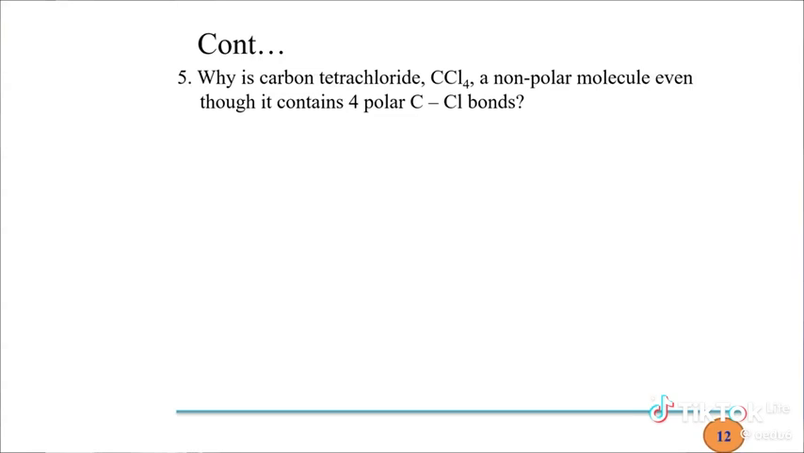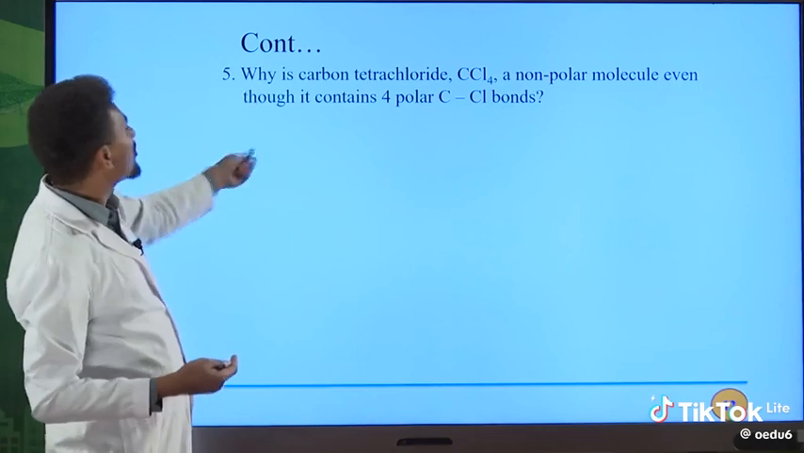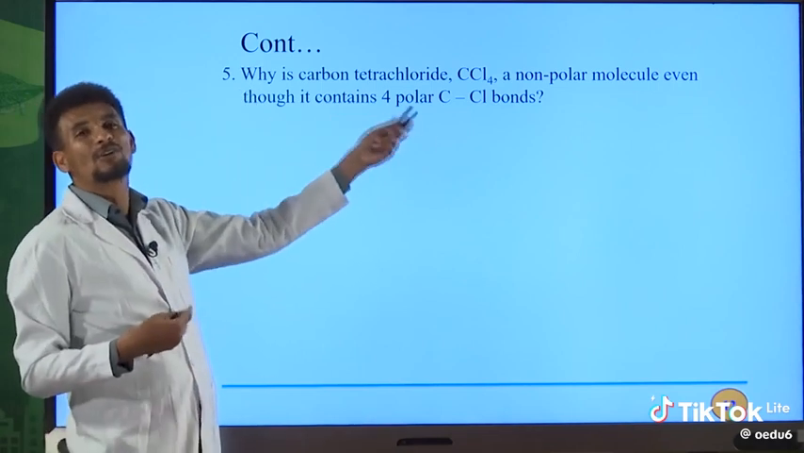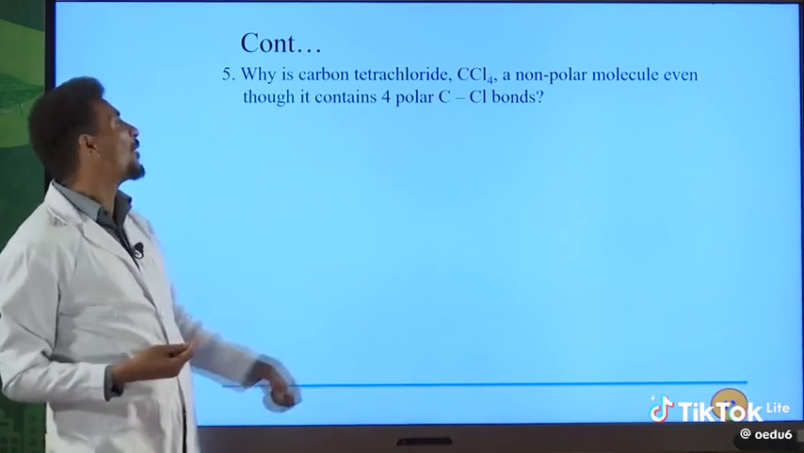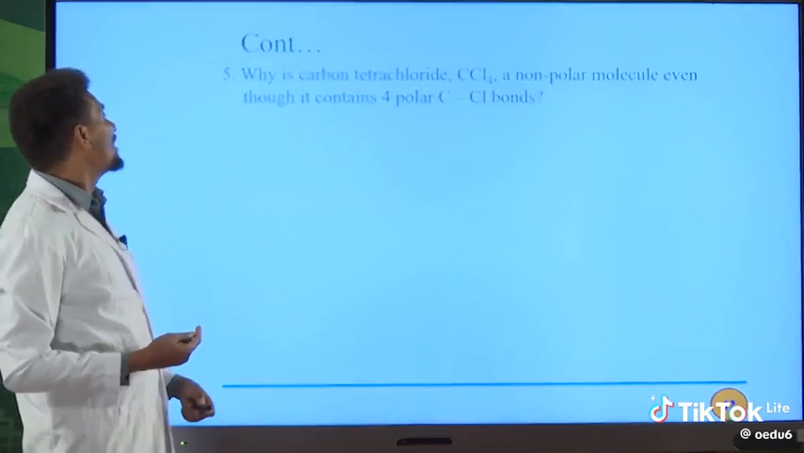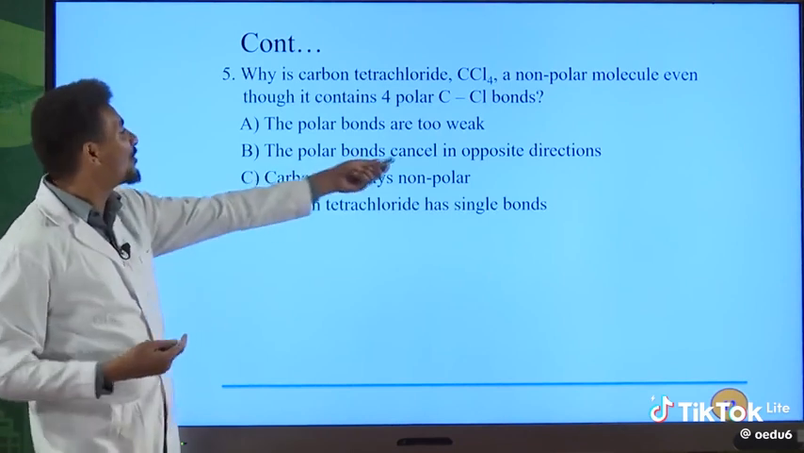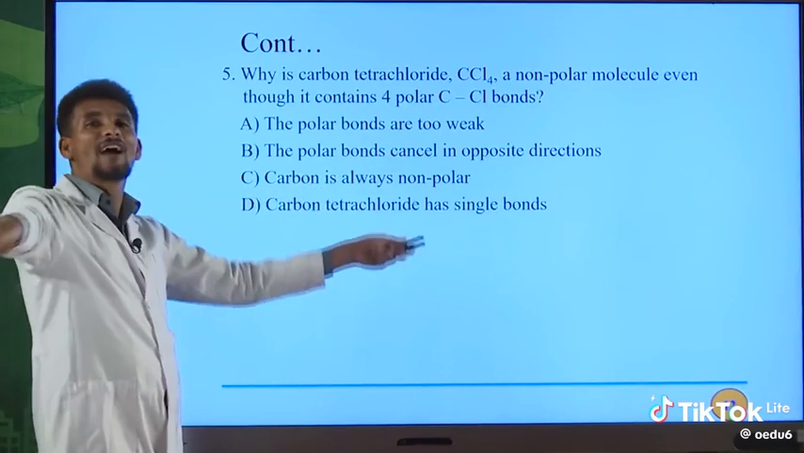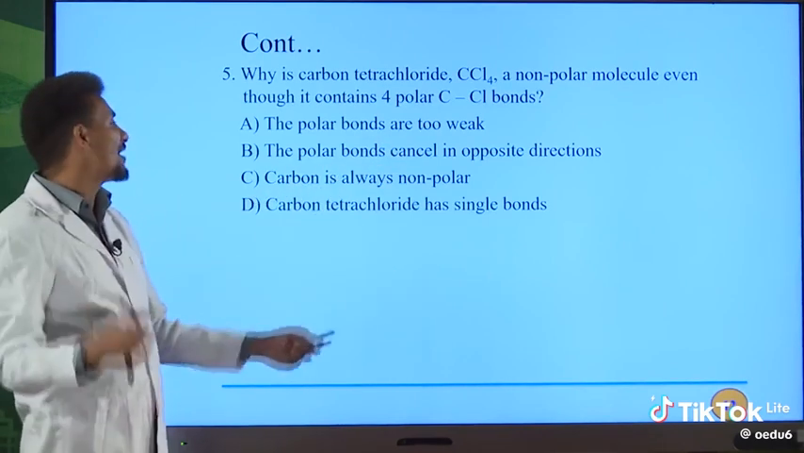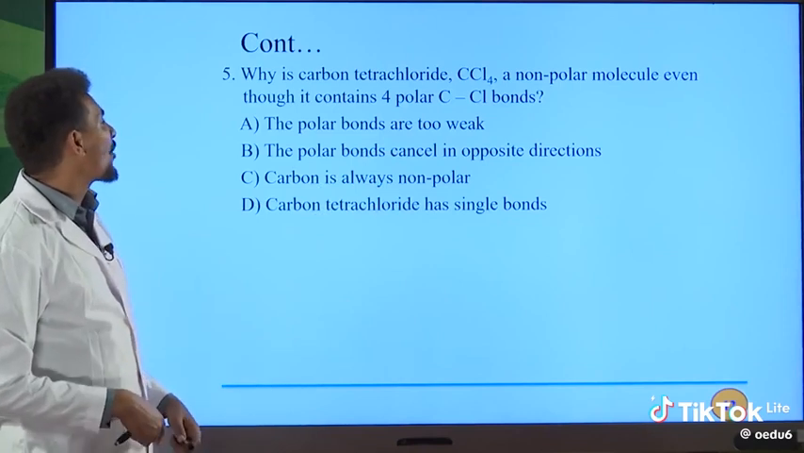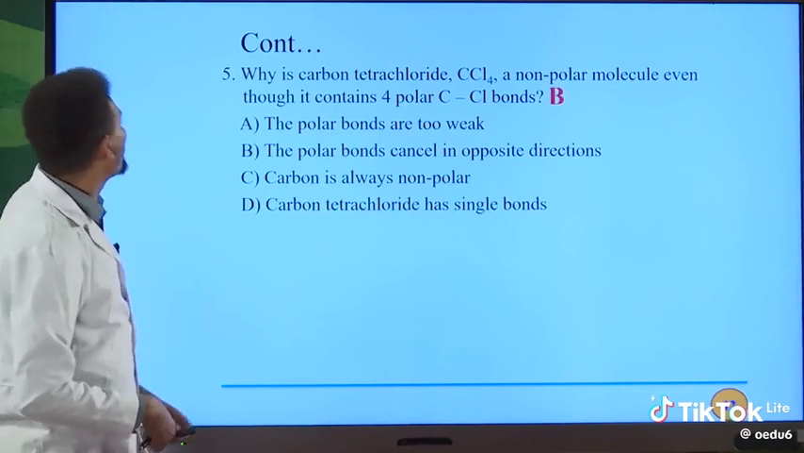Question number 5. Why is carbon tetrachloride, CCl4, a non-polar molecule, even though it contains 4 polar carbon to chlorine bonds? I already told you about this one. So the correct answer for this question is B, because the polar bonds cancel in opposite directions, but they have the same magnitude.